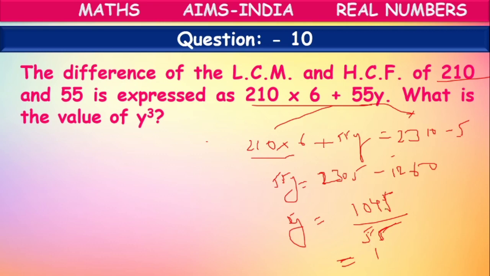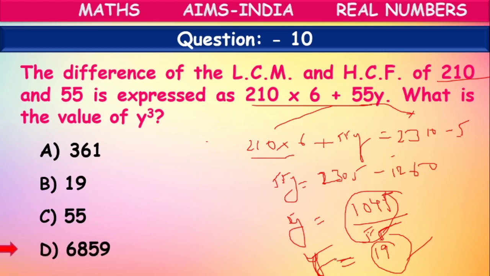495. 495 means how many times? 55 how many times? 9 times. 55 9 times 495. So after cancellation we will get 19. Y value is 19.